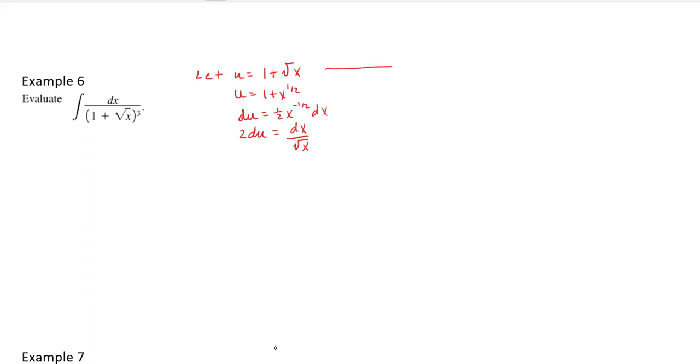Well, if I look over here and I solve this equation for the square root of x, I get that the square root of x is u minus 1, isn't it? If I just subtract 1 from both sides, I get the square root of x by itself right here, and then u minus 1 is the square root of x. So in place of that square root of x, I'm going to plug in u minus 1.